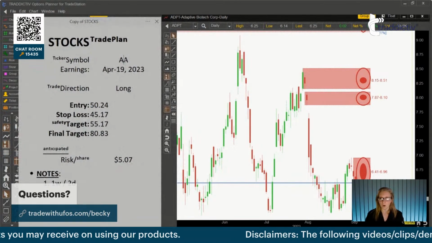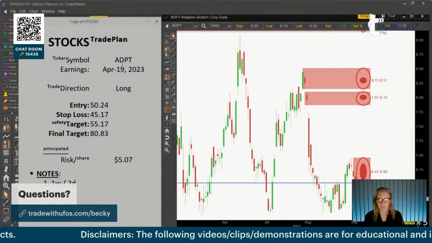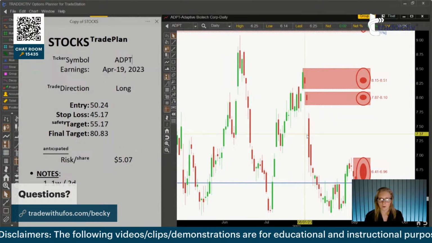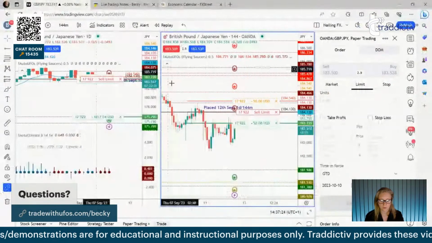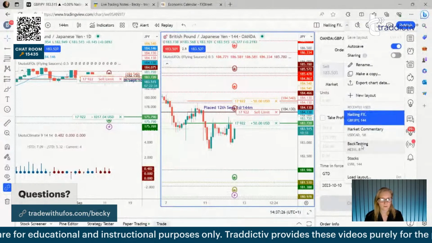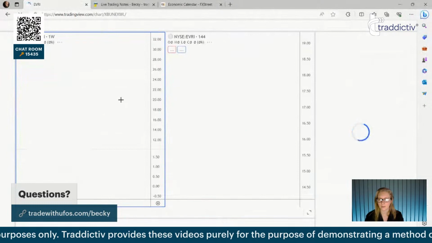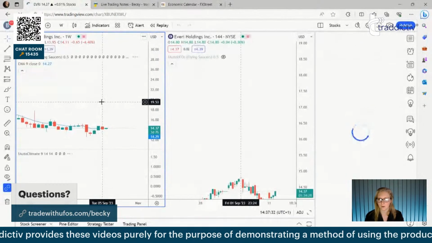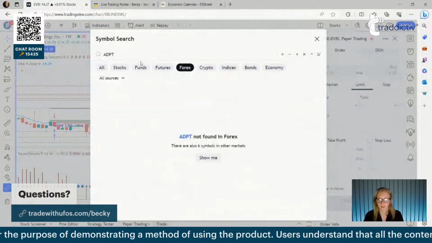Okay, so this stock trade is ADPT. Earnings for this stock, we will use, let's look, open this up here. We're going to use TradingView to more easily find this out. ADPT. ADPT. Stocks.